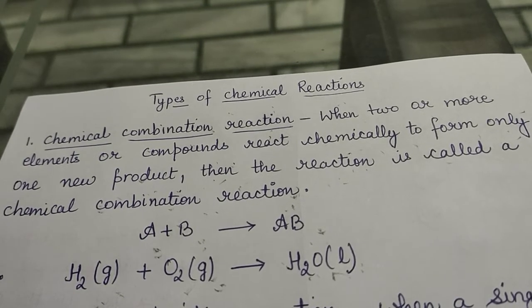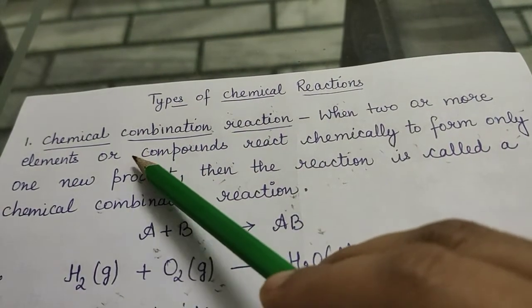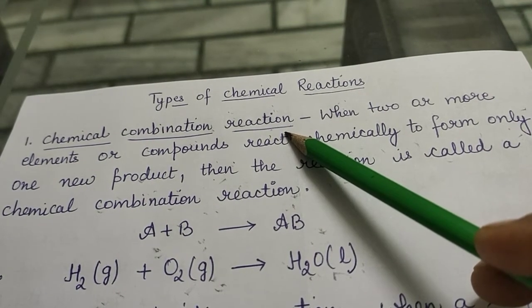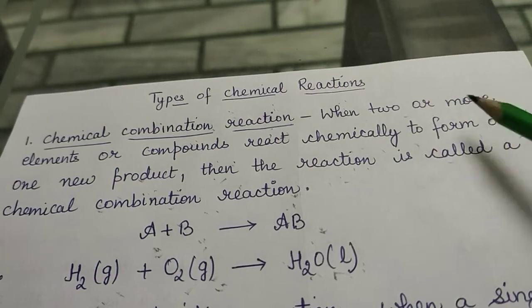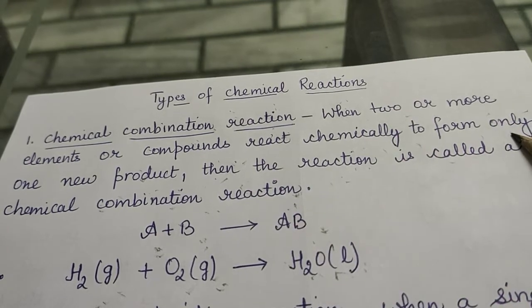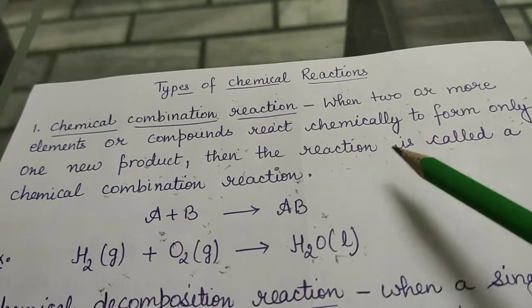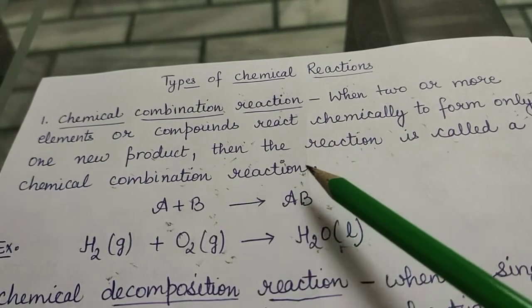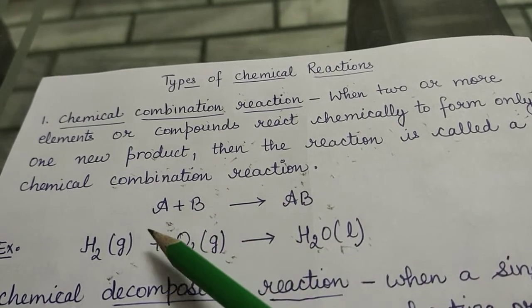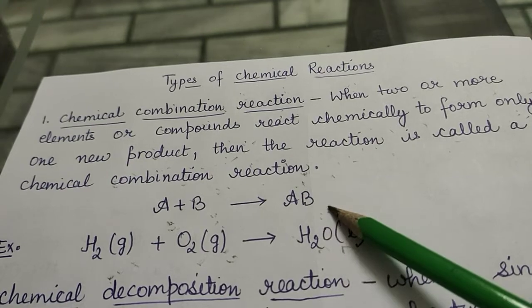So, today we are going to discuss what types of chemical reactions. See students, first is chemical combination reaction. Now, what happens in this reaction? Two or more elements or compounds react with each other and form what? A single new substance, and that reaction is known as what? Chemical combination reaction. See, we are having A and B both react with each other and form what? AB, that is a single product.